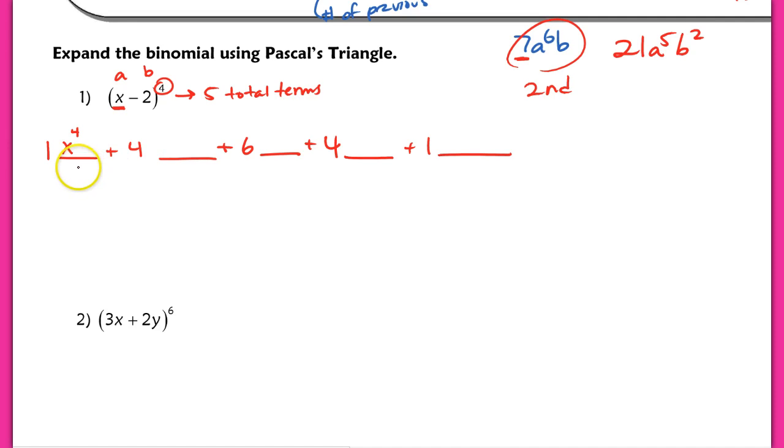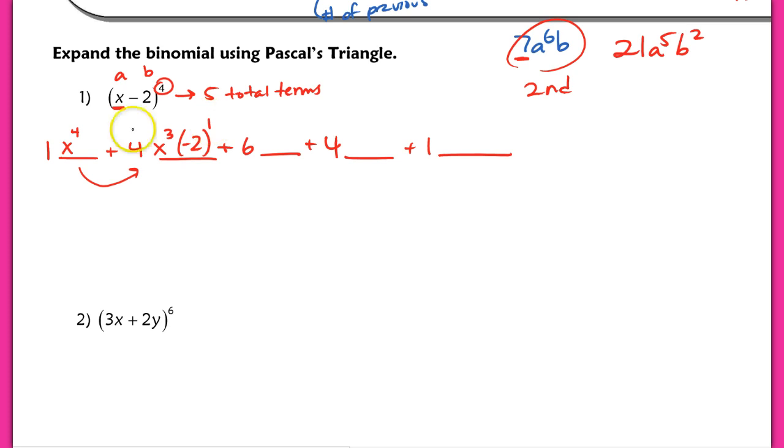But then the next term, remember, when you go to the next term, the a term decreases by 1. So the degree here decreases by 1. So this is now x to the 3rd. And then that b term, -2, will increase. Now it's to the 1st power.